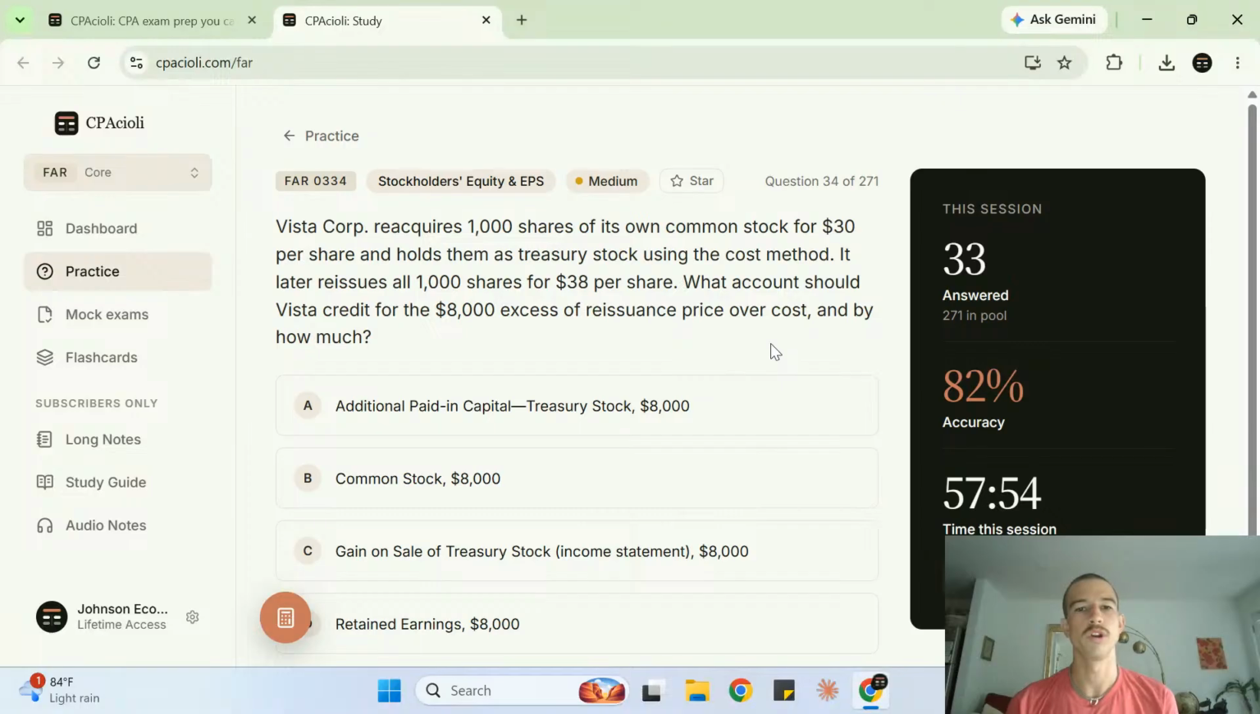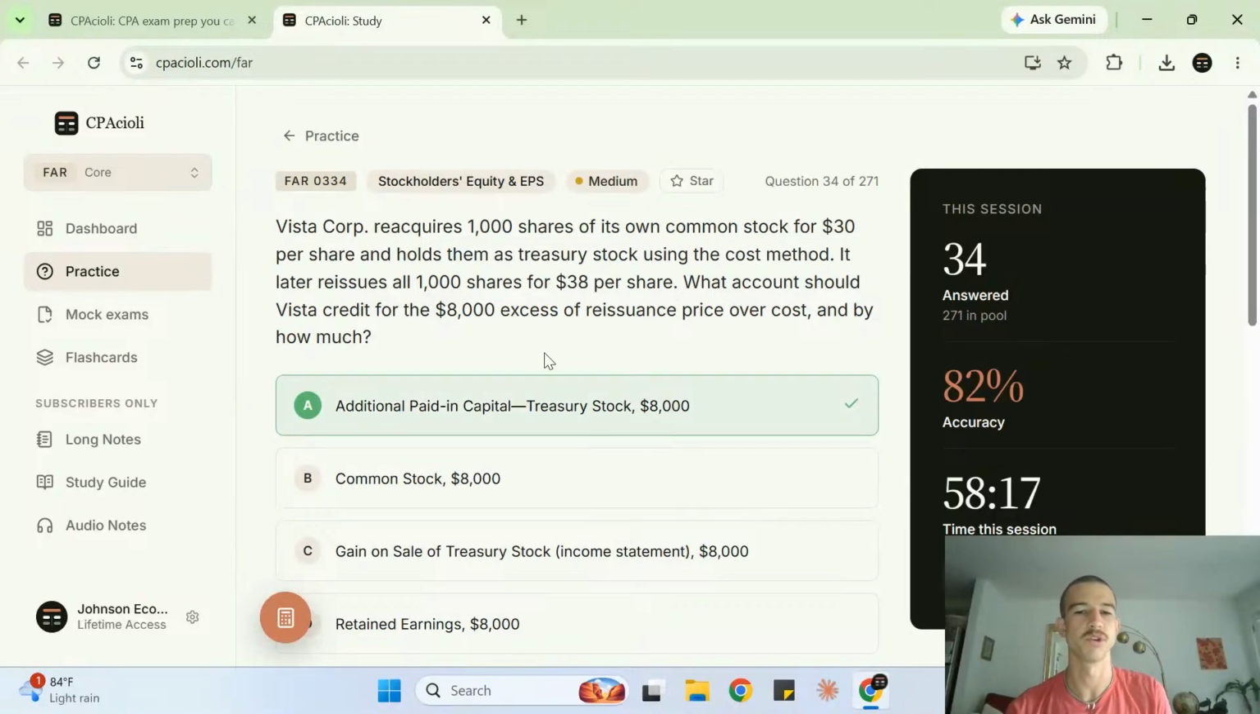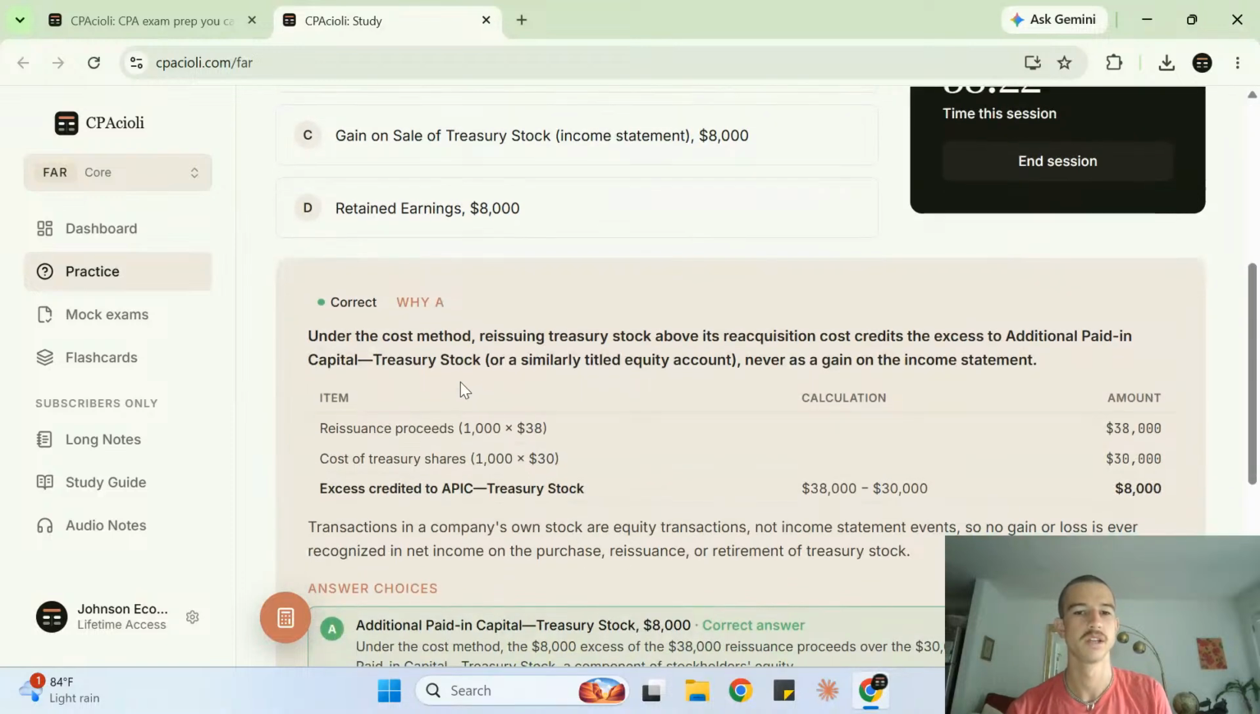Vista Corp acquires 1,000 shares of its own common stock for $30 per share. It later reissues all 1,000 shares. What account should be credited for the 8,000 excess of reissuance price over cost, and by how much? I believe using the cost method for treasury stock, it should be A. Yeah, something you gotta memorize. It's for the cost method of treasury stock.